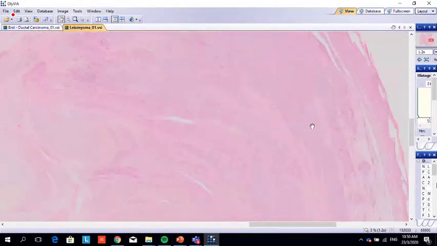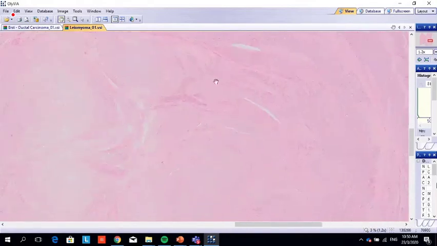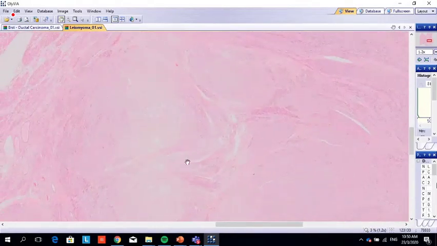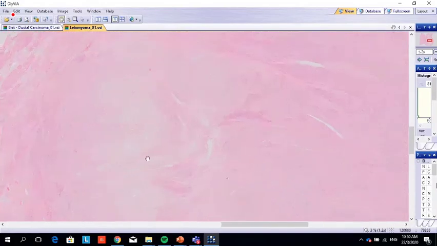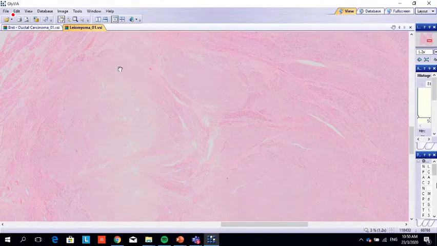Doctor, can you explain interlacing bundles again? Interlacing means they are decussating. I can show you how the fascicle is. Look here, this bundle of smooth muscle is running this way, and the other one is coming and crossing, isn't it? So we call this interlacing. Understood? Yes.